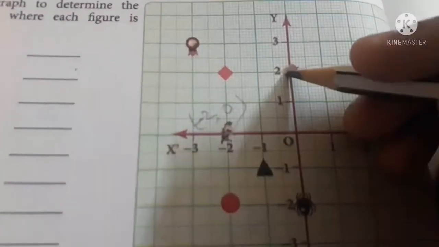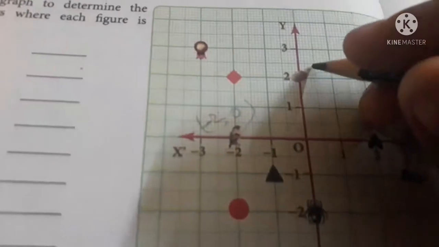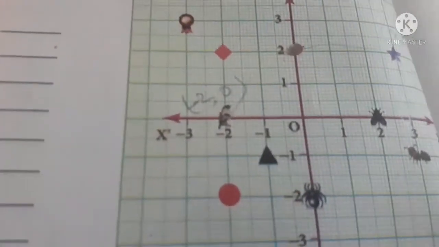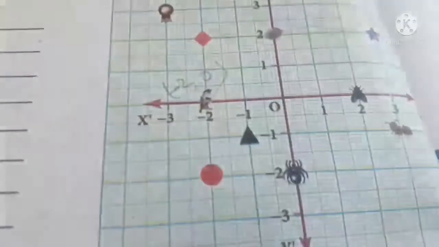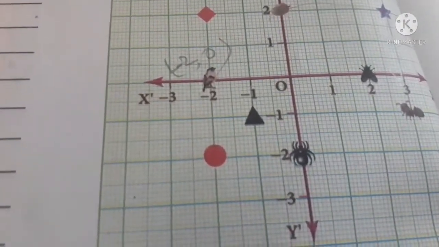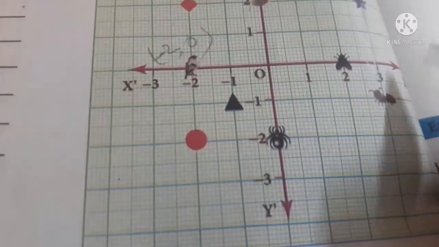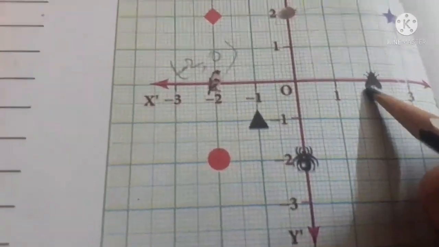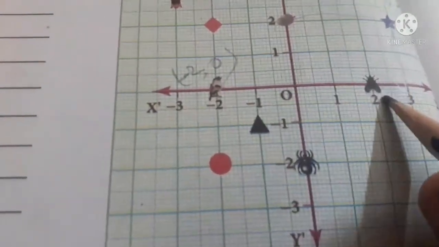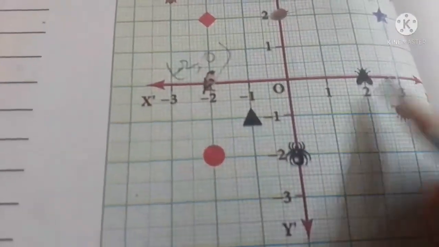Here it is. So it lies on the y-axis. Therefore, you should put the x value as 0. So your answer will be 0 comma 2. Okay. Then where is the housefly? Here it is. So it lies on the x-axis. Therefore, the y coordinate will be 0 and the x coordinate is 2, that means 2 comma 0.